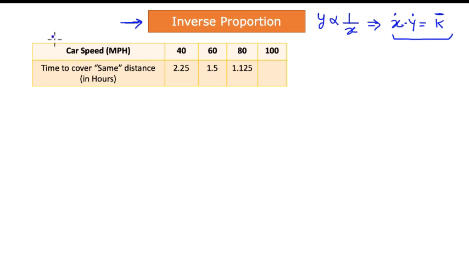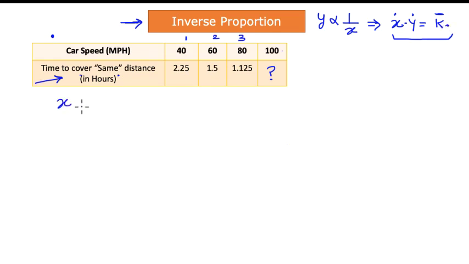Let us take an example in which we have recorded some data points of car speed in miles per hour, and we are trying to find how much time it takes to cover the same distance in each case. You have these three data points, 1, 2 and 3, and in the fourth case we want to find out, if you drive at 100 miles per hour, how much time it will take to cover the same distance. This unknown in case 4 is what we are supposed to find.